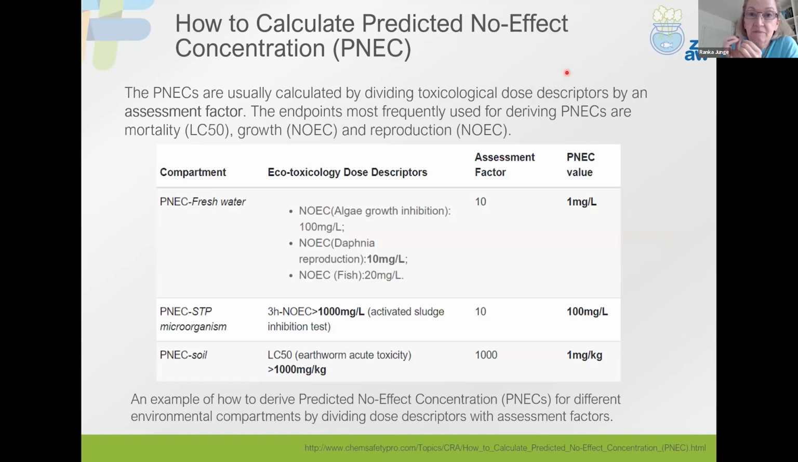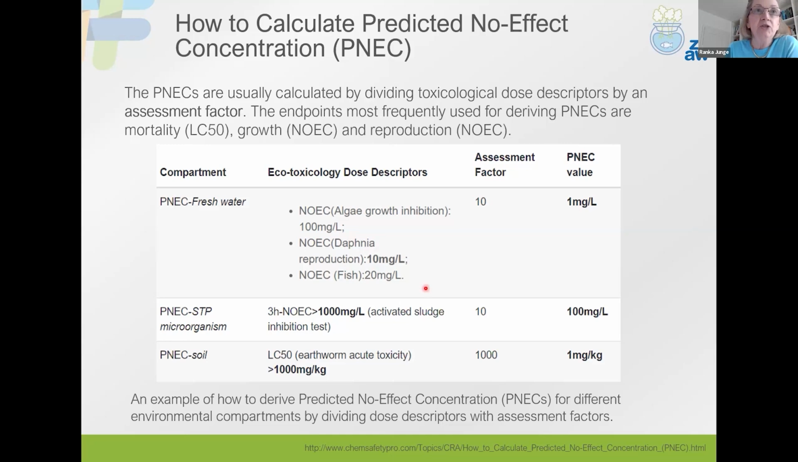Another important measurement is the predicted no effect concentration. This is a very difficult thing. If you want to predict a concentration that has no effect, you have to be sure that you have measured, for instance, the no observed effect concentration, like algae growth inhibition in fresh water, and in Daphnia and in fish. And you see you have all kinds of different measures because every organism reacts differently.